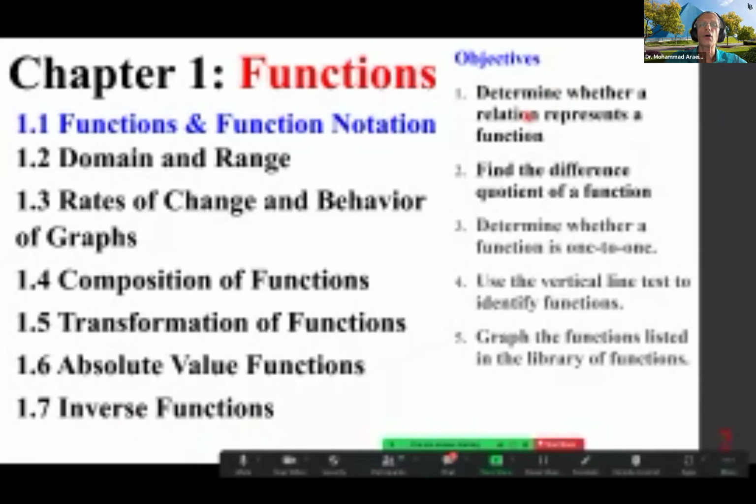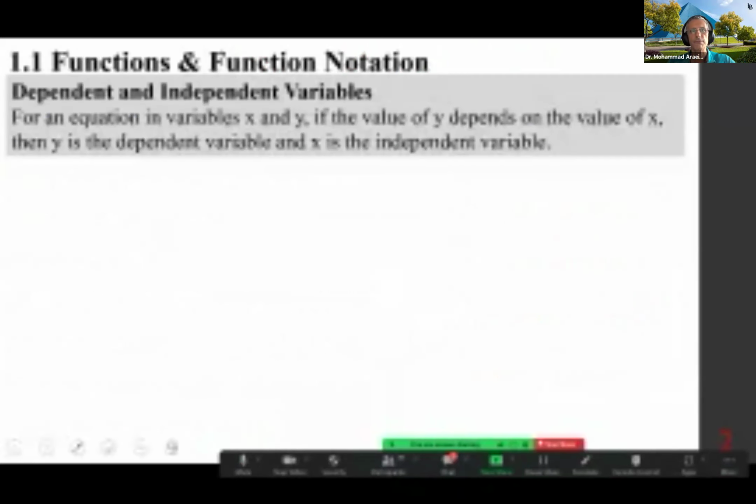The objectives of this section are to determine whether a relation represents a function, find the difference quotient of a function, determine whether a function is one-to-one, use the vertical line test to identify functions, and graph the functions listed in the library of functions.